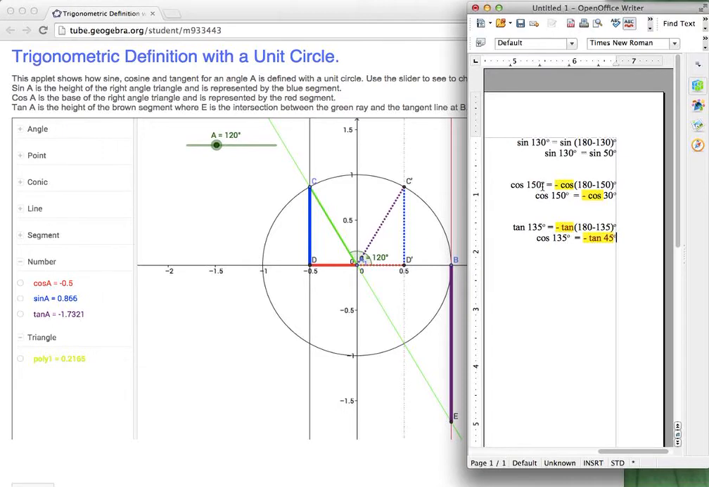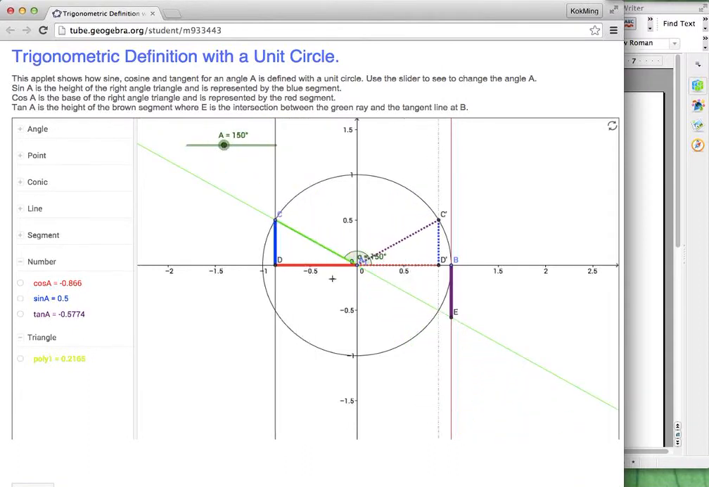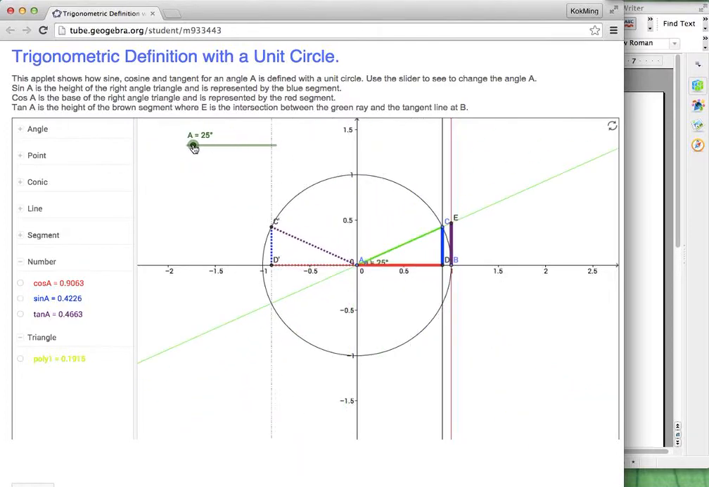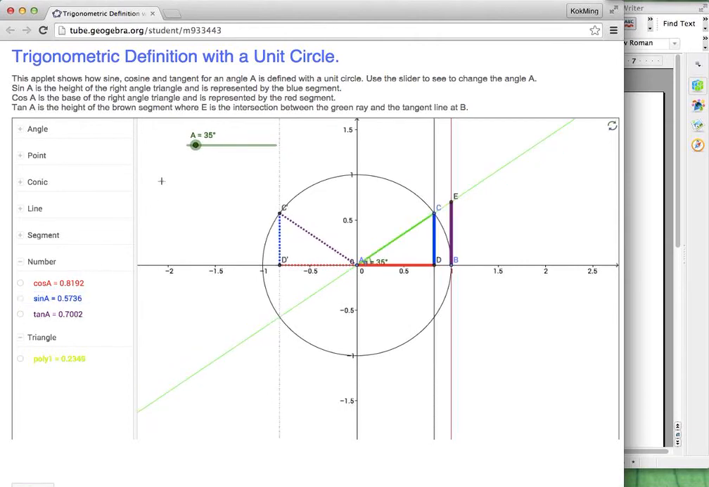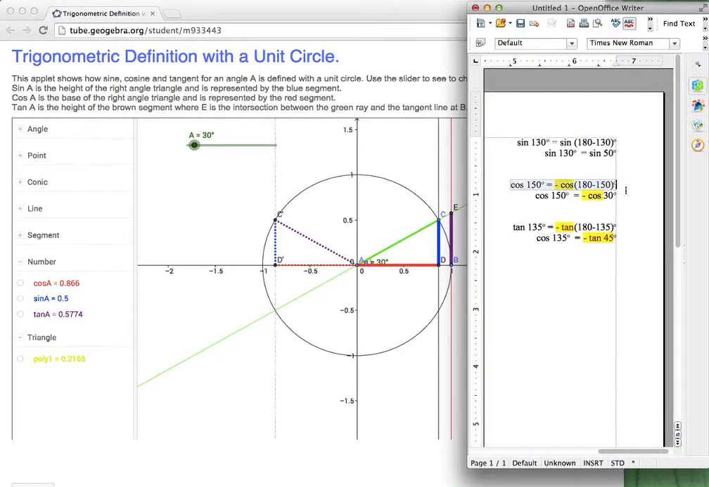Also, if you have cos 150, that is the same as negative cos 30. So cos 150, let's try this, cos 150 here, negative 0.866, and this is the same as this one, right? It's the same. So let's go to 30 degrees again, 0.866, right? The same, but the sign is different. Here's the same length, but the sign is different. So negatives here, right? So this is one property we have.